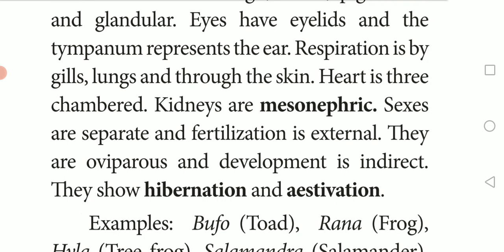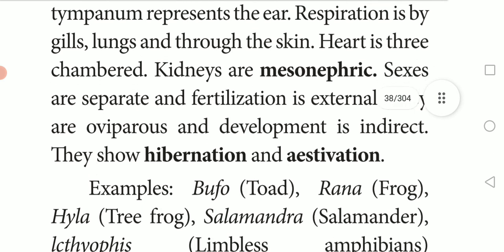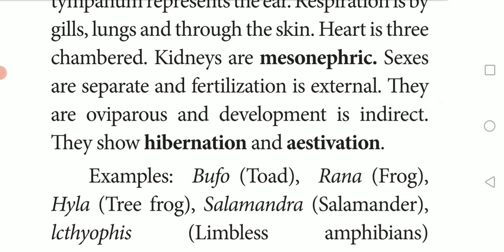Eyes have eyelids, and the tympanum represents the ear. Respiration is by gills, lungs, and through the skin. The heart is three chambered. Kidneys are mesonephric. Sexes are separate and fertilization is external. They are oviparous and development is indirect. They show hibernation and aestivation.